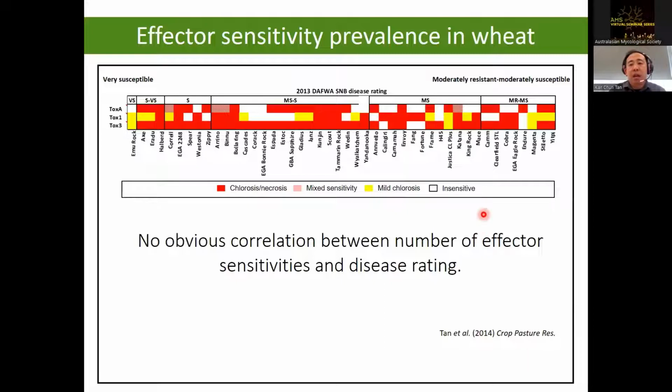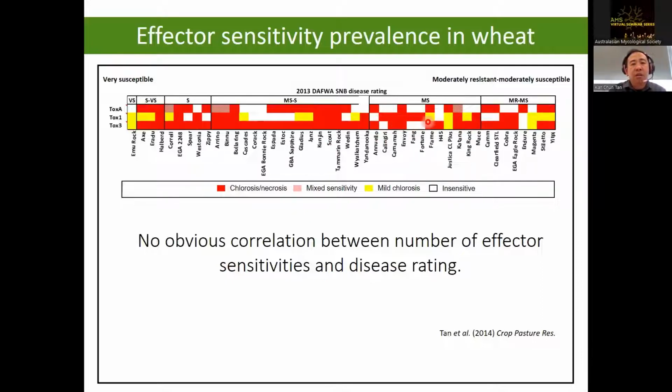And so what we did here was take a whole panel of commercial wheat varieties in Western Australia. These commercial wheat varieties are rated from very susceptible to moderately resistant, and these are the best ones we had. We infiltrated them with these three major effectors. The ones in red indicate strong necrosis, so these are bad. I think immediately you can see there's no correlation between the number of effector sensitivities and disease resistance rating.